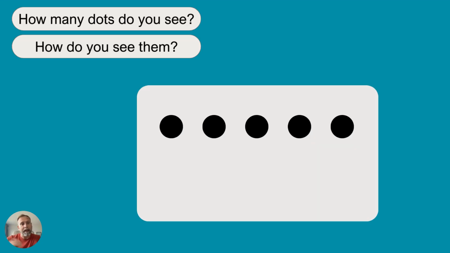So here we go. How many dots do you see? How do you see them? And you start the conversation. They may say they see 5 individual dots, or you might find out they just see a line of dots. So let's move on to the next one.